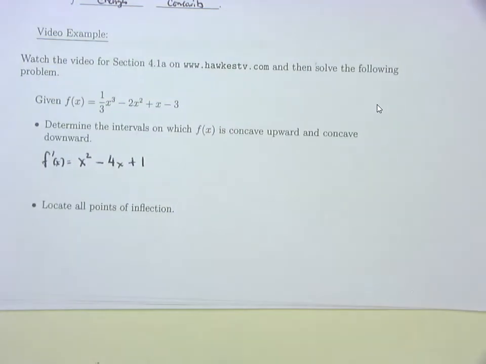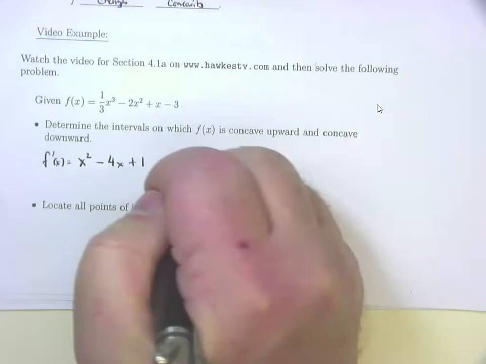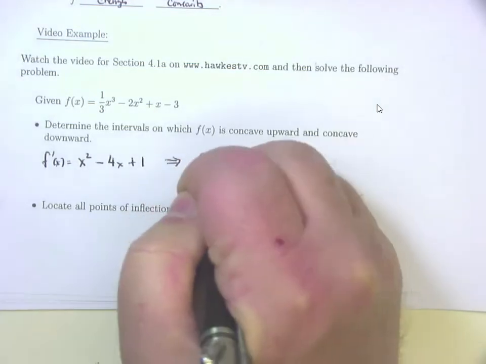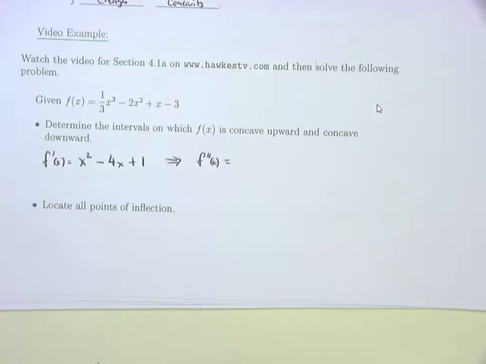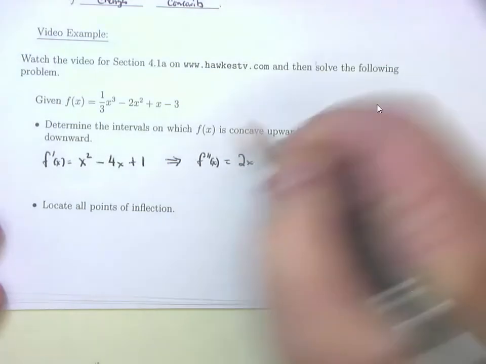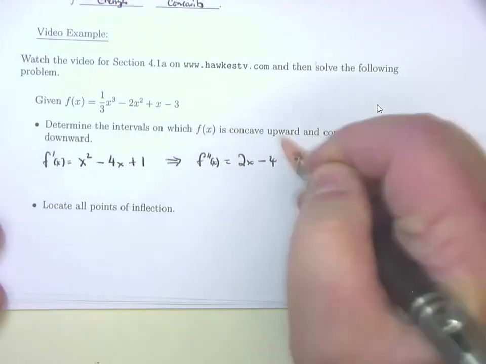But that's the first derivative. I don't need it. What I need is the second derivative. So I need the first derivative so I can get to the second derivative, the derivative of the derivative. So here we go. What's the derivative of x squared? 2x. Derivative of minus 4x is minus 4, and the derivative of plus 1 is 0.